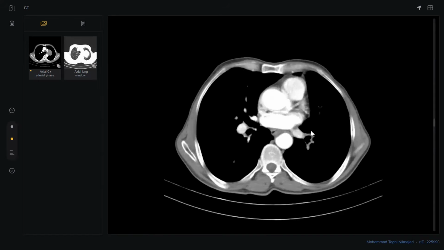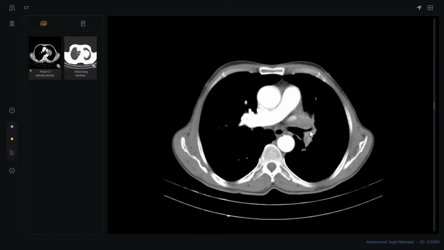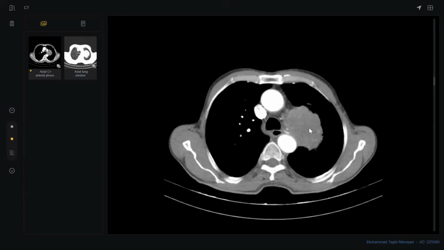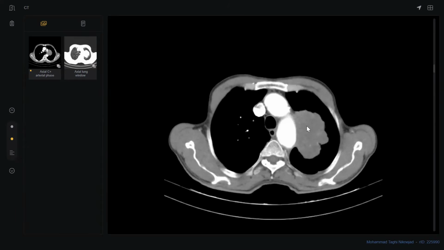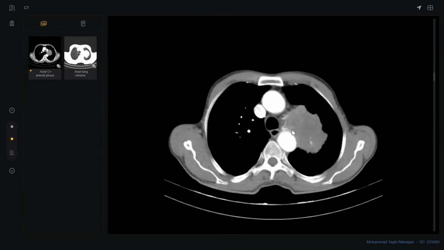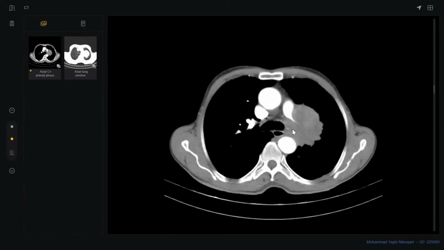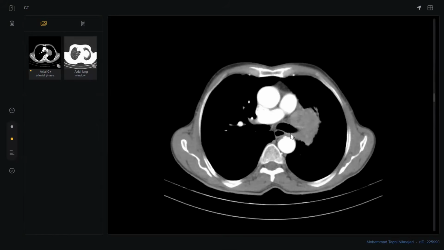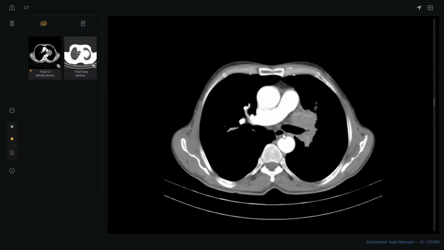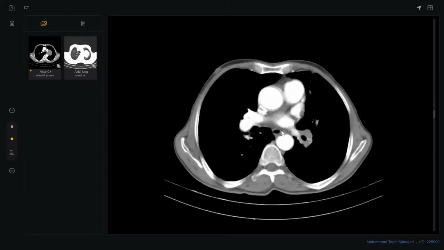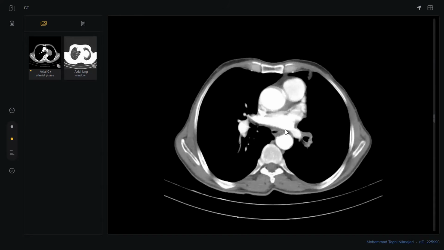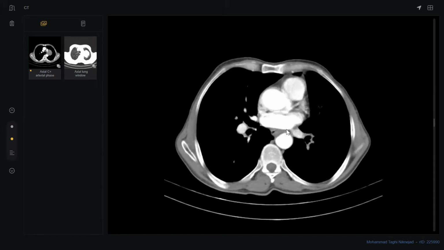Okay, so the images are a little jumpy, so I'm having a problem scrolling the images. Okay, so it is partially encasing the descending aorta and medially reaching till the left border of the carina and also partially encasing the esophagus. So I'm just trying to check for the presence of any collateralization.